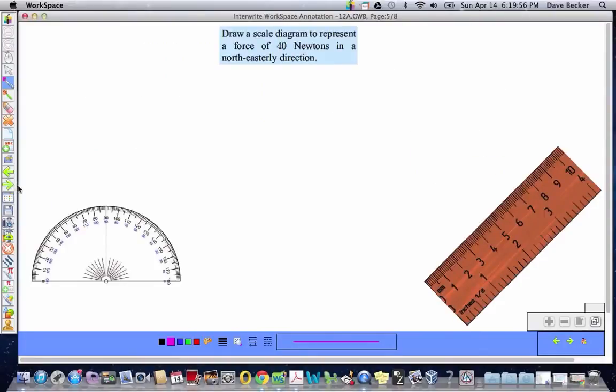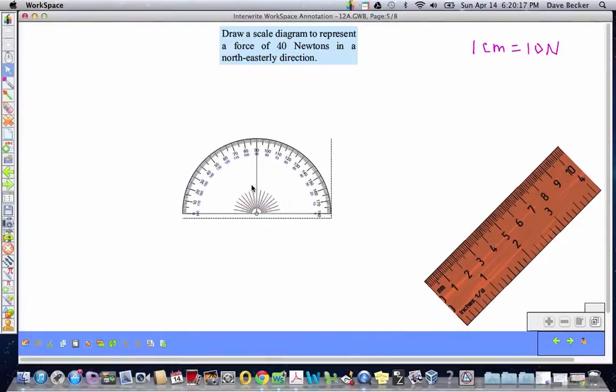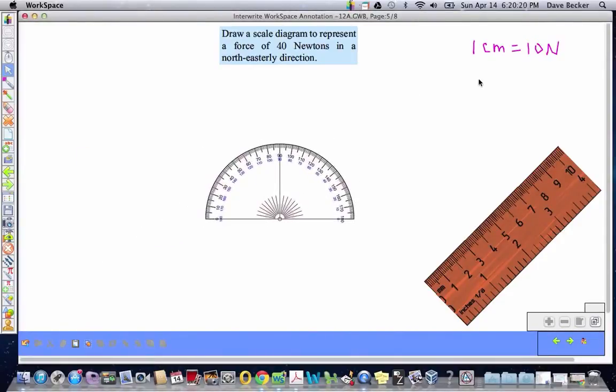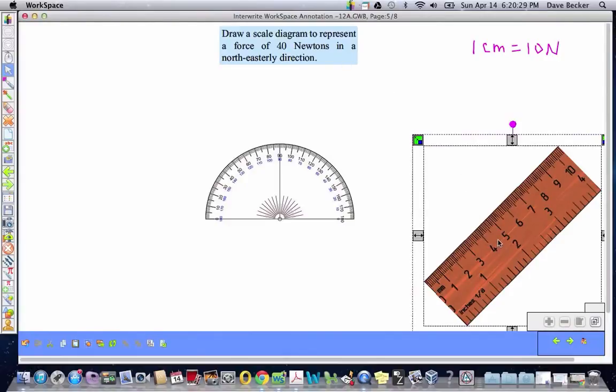So let's try an example doing that ourselves. Draw a scale diagram to represent a force of 40 newtons in a northeasterly direction. So let's just say we let 1 centimeter equal 10 newtons. Now, you can sketch this, but if you have a protractor handy, then it'll work out nicely. Okay, 1 centimeter equals 10 newtons. Northeasterly is going to be at 45 degrees. So I need 40 newtons, so I'm going to need 4 centimeters.